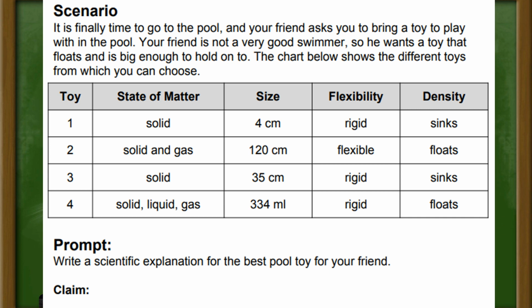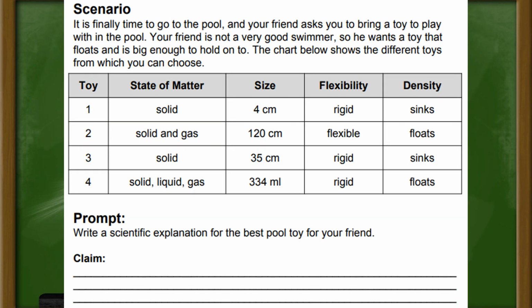Let's read the prompt for this activity and then come up with a claim. Write a scientific explanation for the best pool toy for your friend. Based on the information in this scenario that my friend is not a good swimmer and he wants a pool toy that floats and is big enough to hold on to, let's use the chart to figure out what item would be best for him and write our claim. Let's look at the chart to figure out what toy we are going to choose. I think our claim should be that we are going to choose toy 2 based off of the specific properties of matter that we see in the chart below our scenario. Let's write that in our claim, and then you guys will have time to work through to back that up with evidence and reasoning specific to the information in the chart and given to us in the scenario.